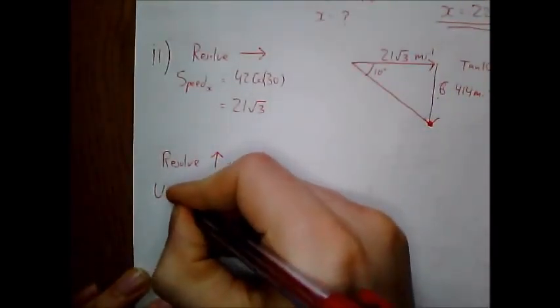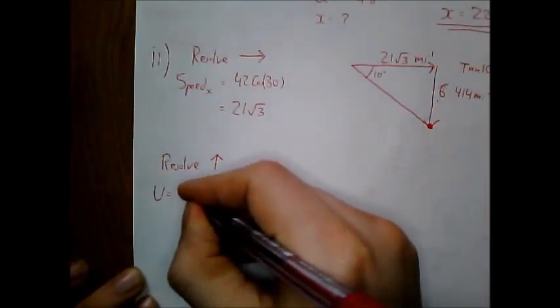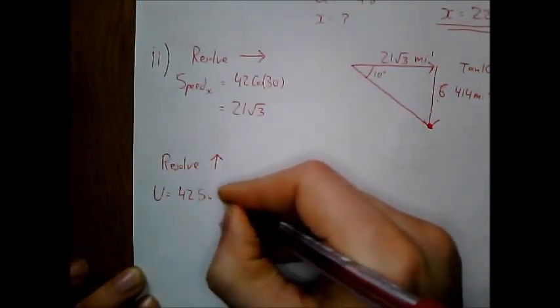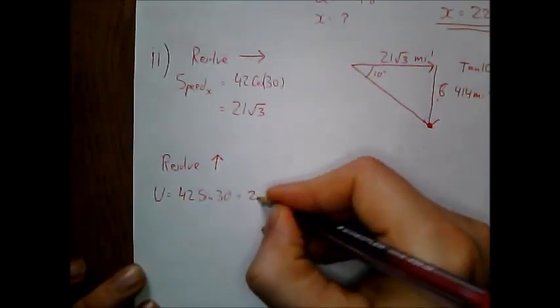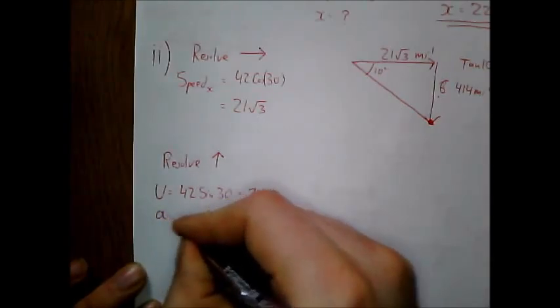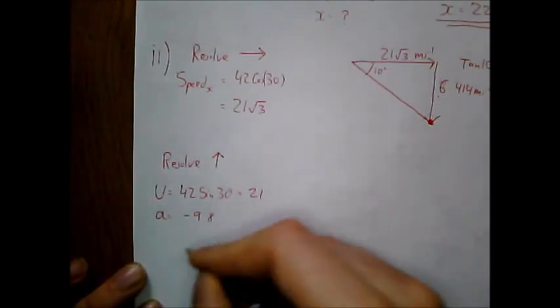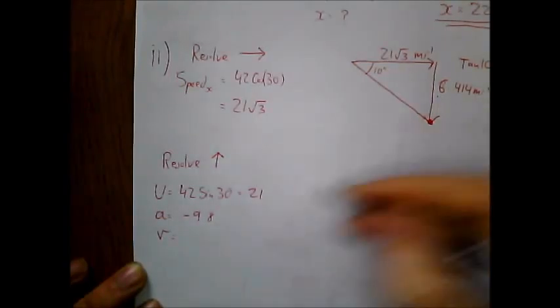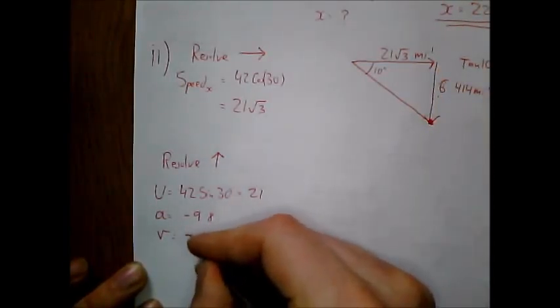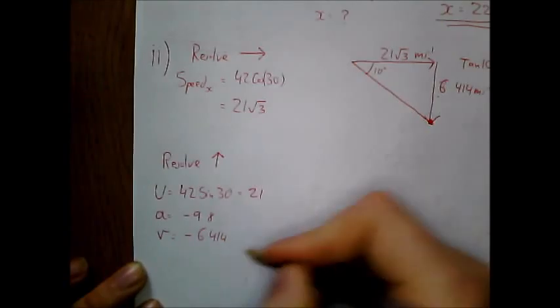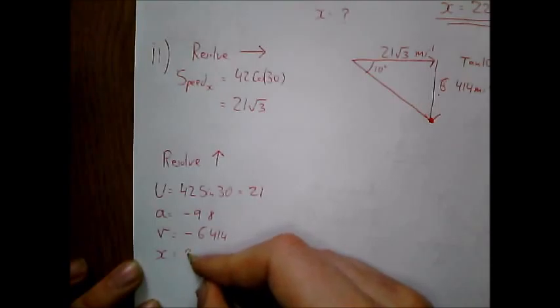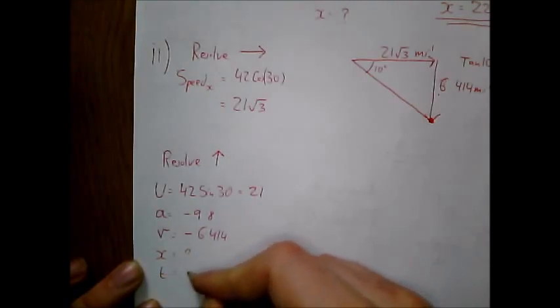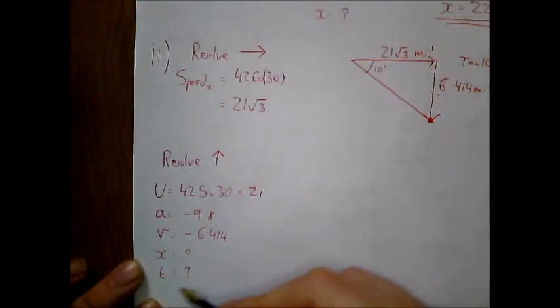So we have an initial speed of 42 sine 30, and actually sine 30 is just half, isn't it? So it's going to be 21. The acceleration is minus 9.8. The velocity, we want it travelling downwards, so it's going to be negative 6.414. And we're going to want to know the x value and the time, so that we can work out how far it's travelled in the horizontal plane as well.